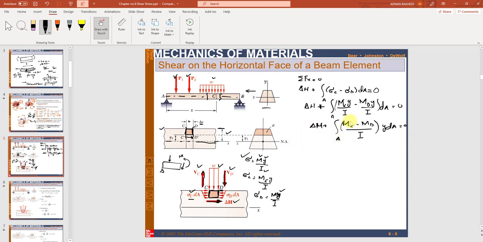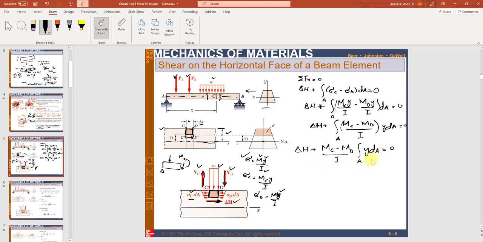Now you can see this is the constant term: mC is constant, mD is constant, and I is constant, so we will take it out of the integral. So it will be (mC minus mD) over I into the integral of y dA over the area is equal to 0. As y is variable, its value is changing from the neutral axis, so we cannot take it out of the integral.